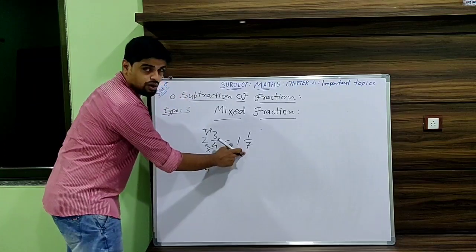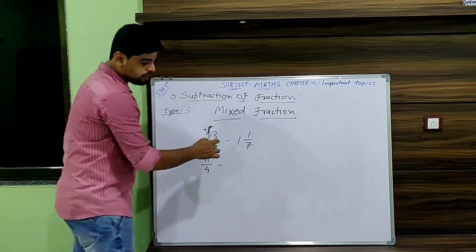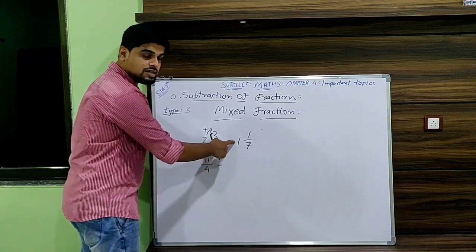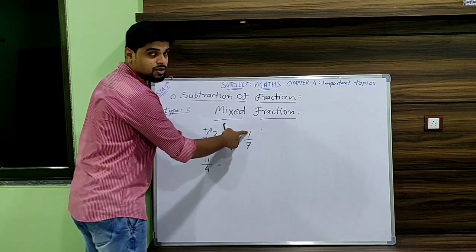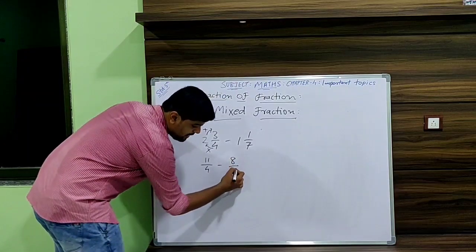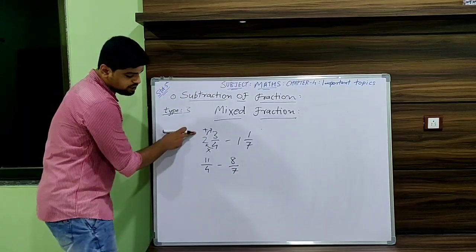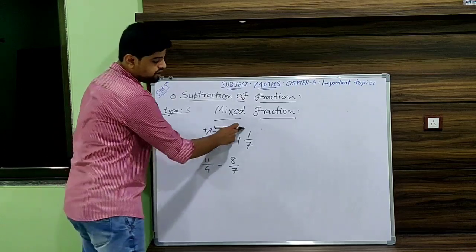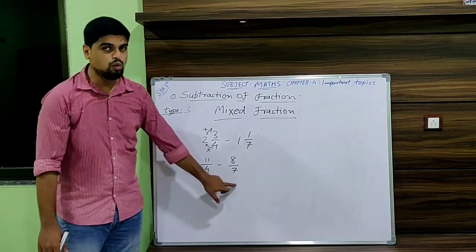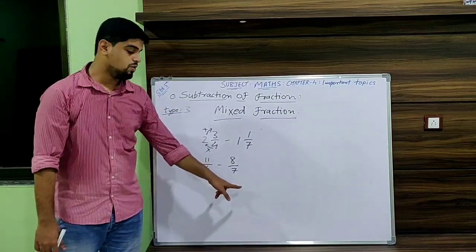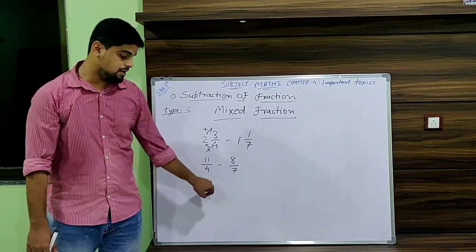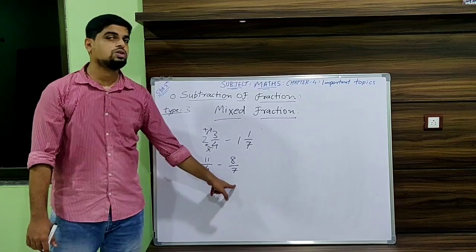Minus, now we have to convert this mixed fraction into an improper fraction. For that we first multiply the denominator with the whole number. 7 1s are 7 and we add 7 with this 1. So 7 plus 1 is 8 and the denominator remains the same. So for the first mixed fraction we got 11 by 4 and for the second we got 8 by 7. As you can see, this is of type 2 where our denominators are not the same. So we have to check which is the common number in both the tables, that is the table of 4 and the table of 7. So which is the common number?